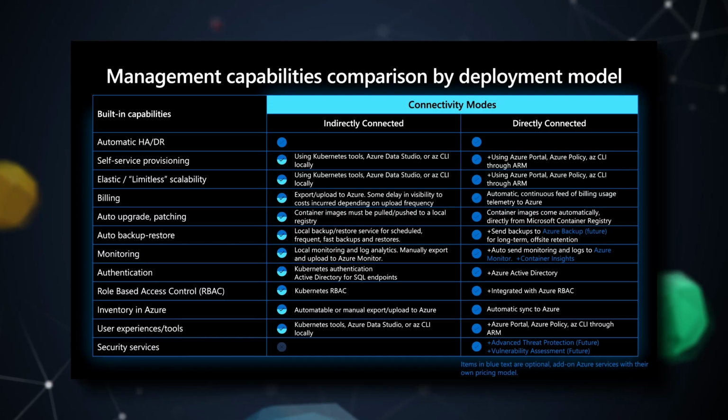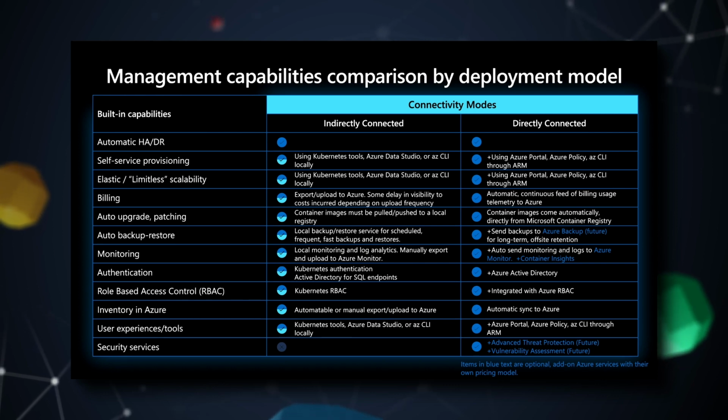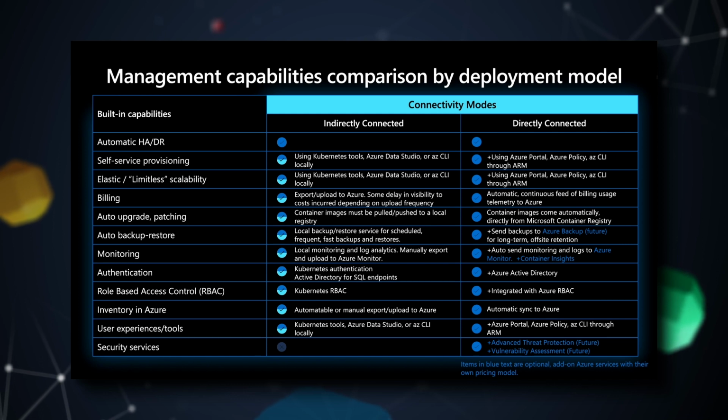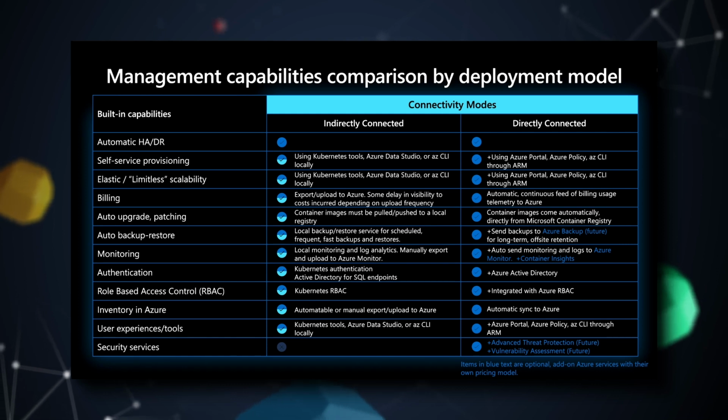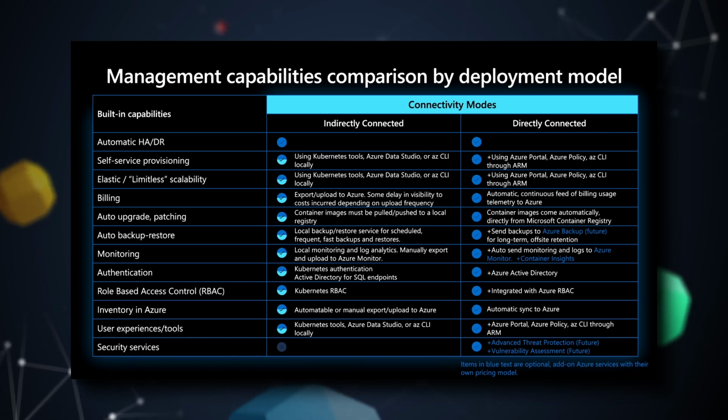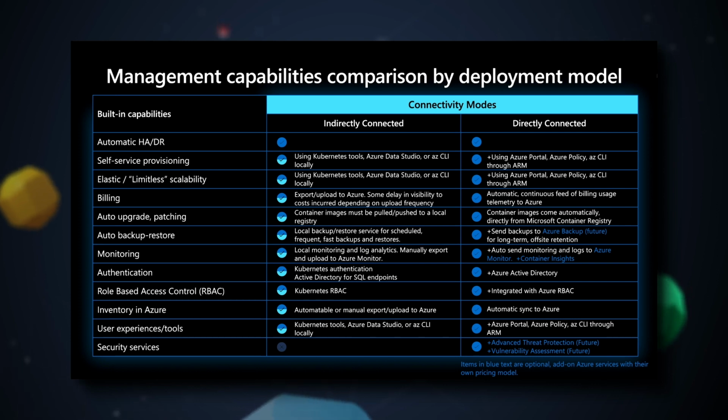All right, now let's go through kind of the same thing, but for directly connected mode. And you'll notice that the key differences are some additional user experiences that you can use. For example, if you're directly connected, you can actually use the Azure portal to provision and to change configurations such as elastic scaling, go up and down in terms of the cores and memory. And you can also use things like Azure Policy or Azure CLI or Azure Automation to drive some of the behaviors that you see here in this environment by being directly connected to Azure.